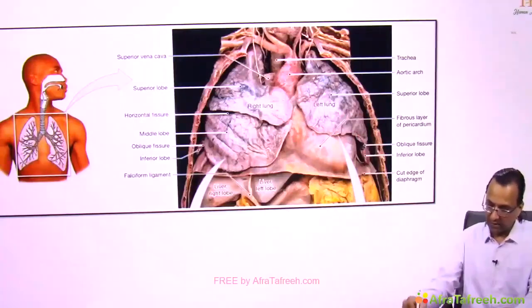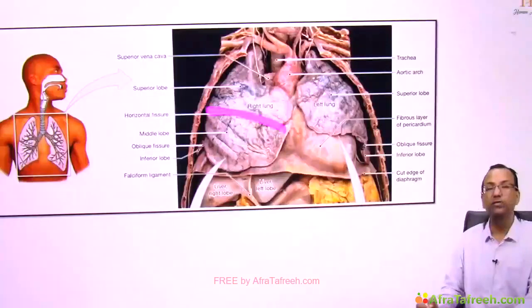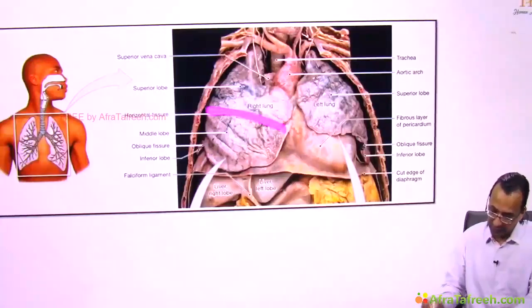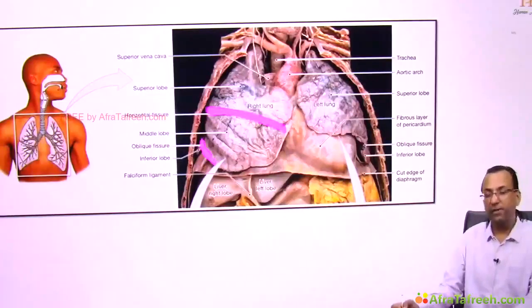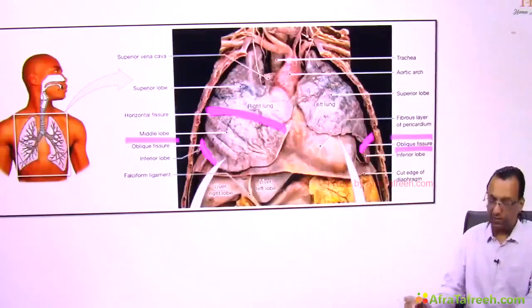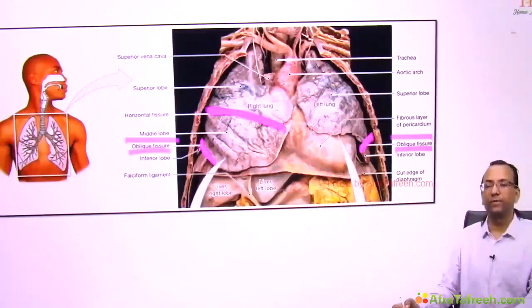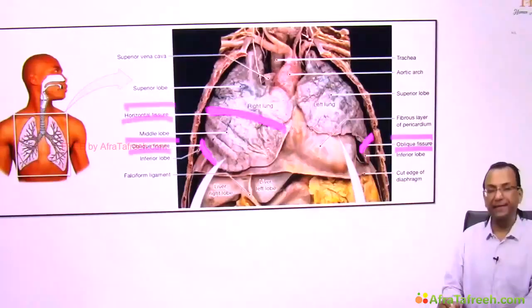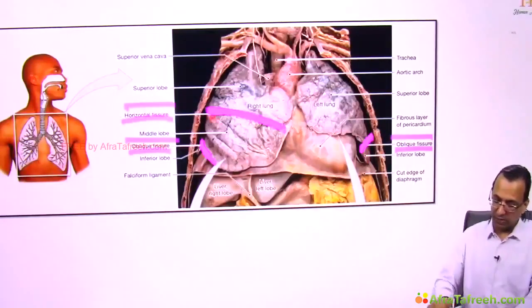So you are telling that there is a horizontal fissure in the right lung? Yes, there is one oblique fissure also. And where is that oblique fissure? That is actually not very clearly shown here, but there will be an oblique fissure also. Yes, an oblique fissure on the left lung also. But then you will see that there is no horizontal fissure on the left lung. So the horizontal fissure is only in the right lung, and it also has the oblique fissure.